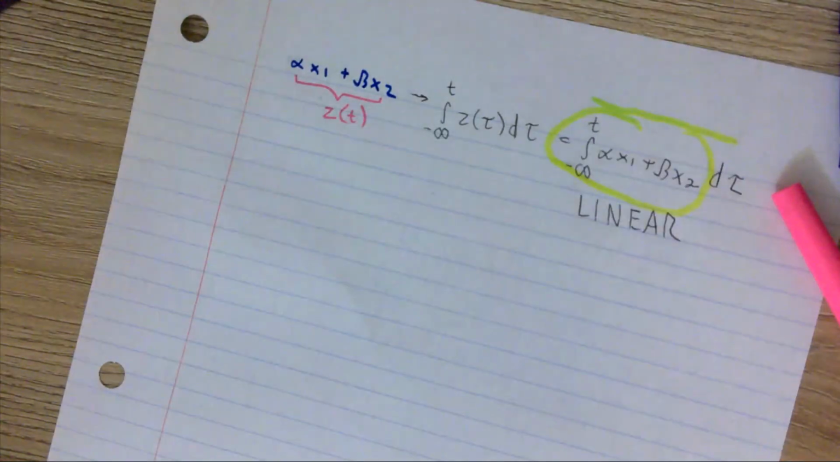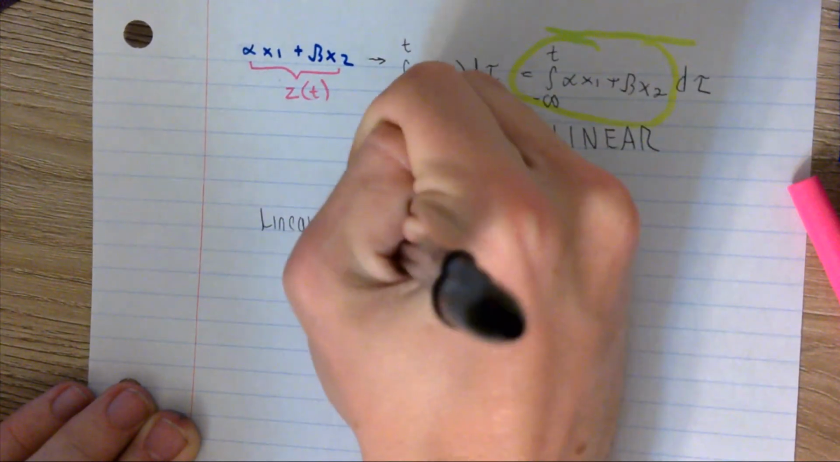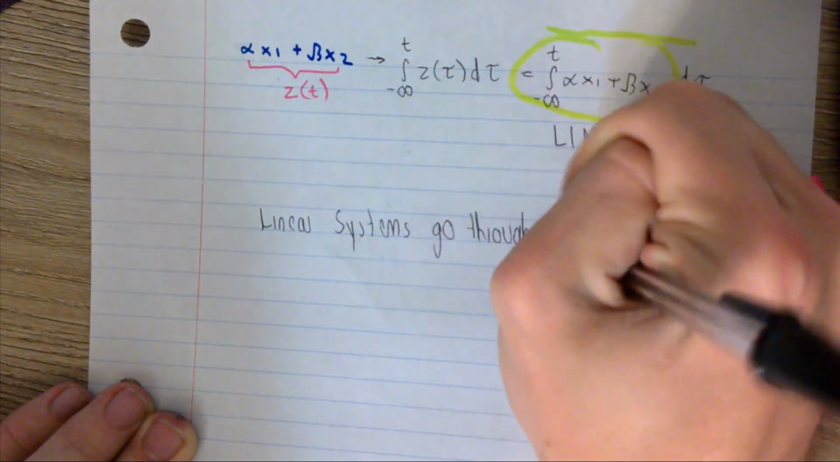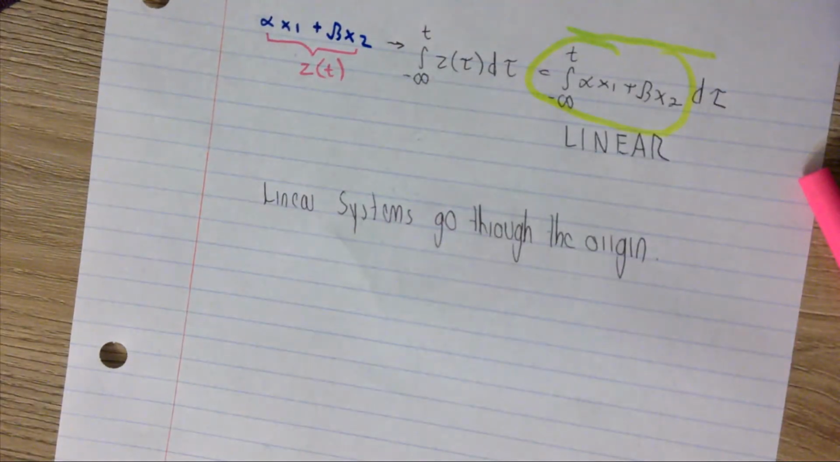Okay. Now that we have covered linear versus nonlinear, the biggest thing I need to say on linear is that linear systems go through the origin. So nonlinear systems do not go through the origin, and always prove by counterexample. That is how you can find out if something is not linear.